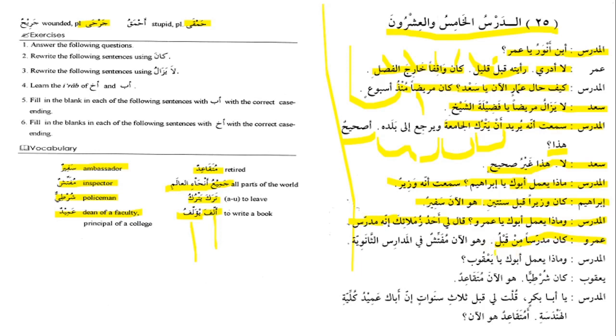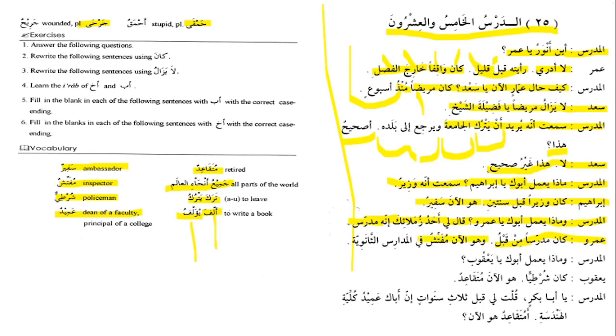And the estimation of what you're saying is min qabli dhalika. Because you drop that dhalik, you can make it mabni. So it's min qablu. Kana mudarrisan min qabl. He was a teacher before.